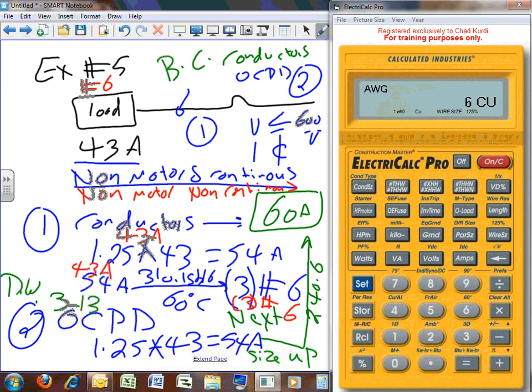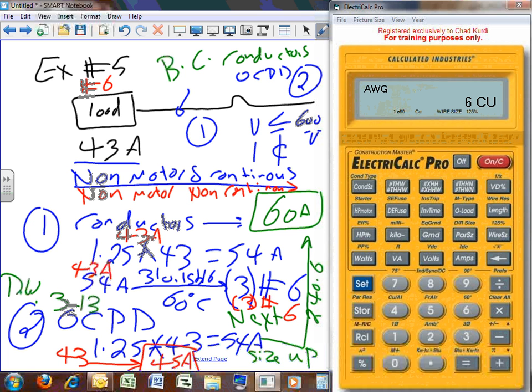Now the overcurrent protection device is going to be different. Look at the overcurrent protection device. The same thing, 43, no multiplication. Take it to the same table. What's the next standard? Up is 45. Up, always up. So had this been non-continuous, I continue to use number 6 conductor, but the overcurrent protection device can be as low as 45 amps. Can you guys see the difference?